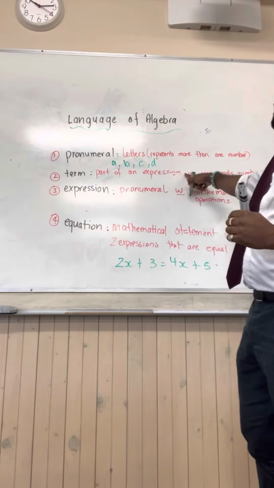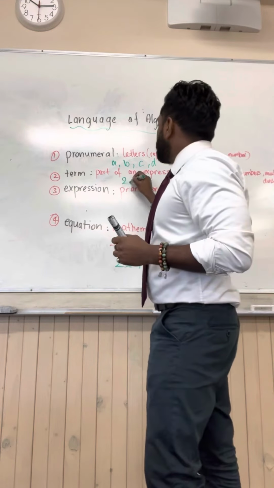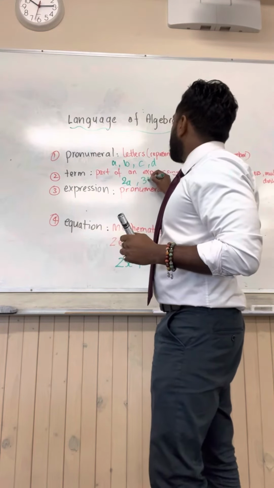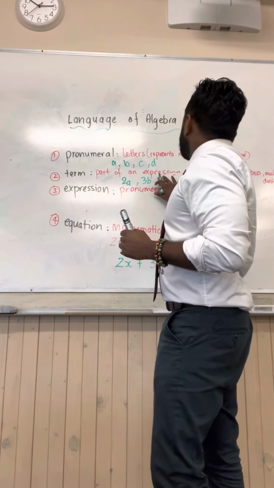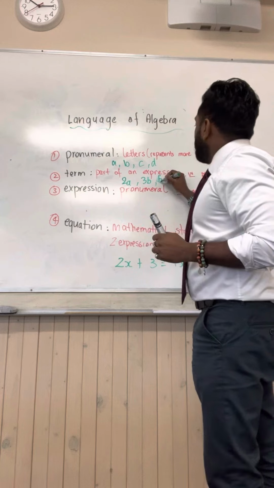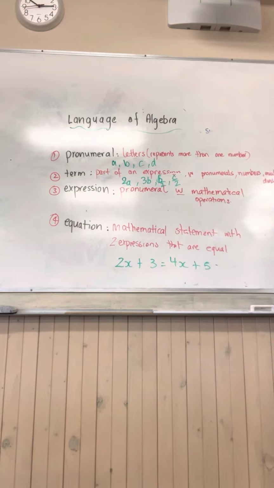And then we've got here a term. A term is part of an expression with pronumerals, numbers, and multiplication and division. Okay, so you can have, for example, 2a, 3b. You could have b over 2, c over 2. Those are examples of terms.